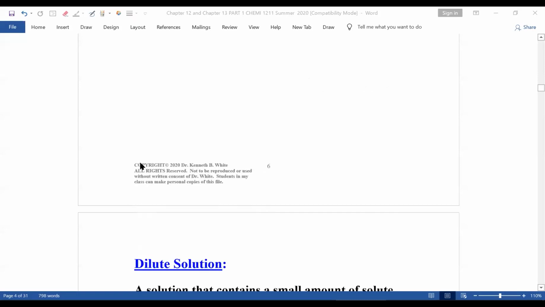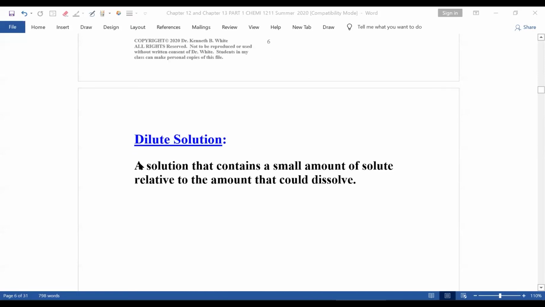Now, another definition is a dilute solution. A dilute solution contains a small amount of solute relative to the amount that could dissolve. So if I have a dilute solution, I just put a small amount of solute in that solution relative to the amount that could dissolve.